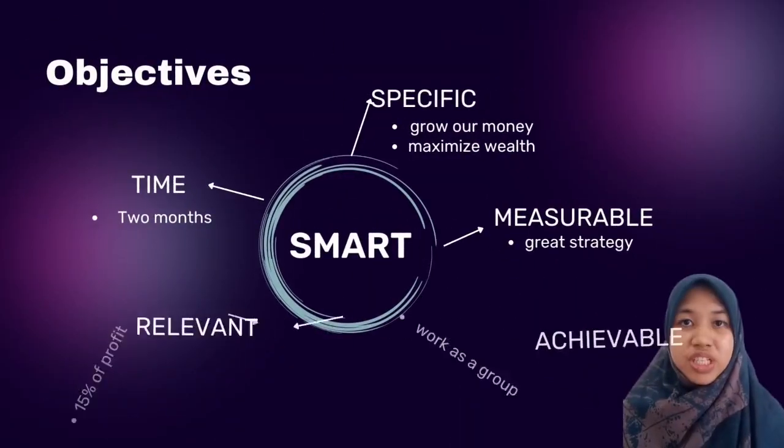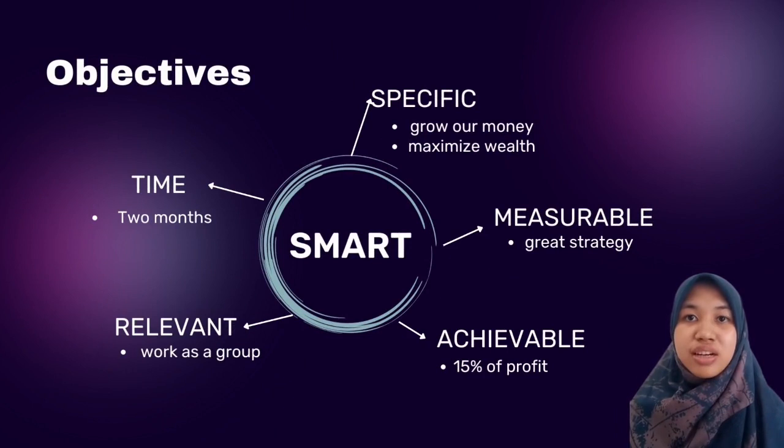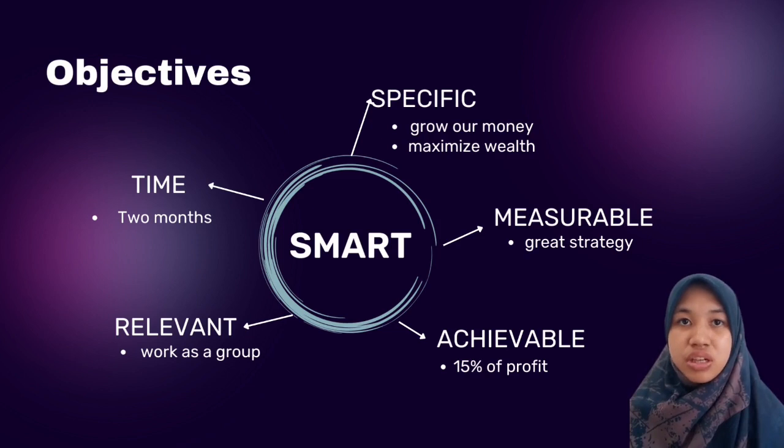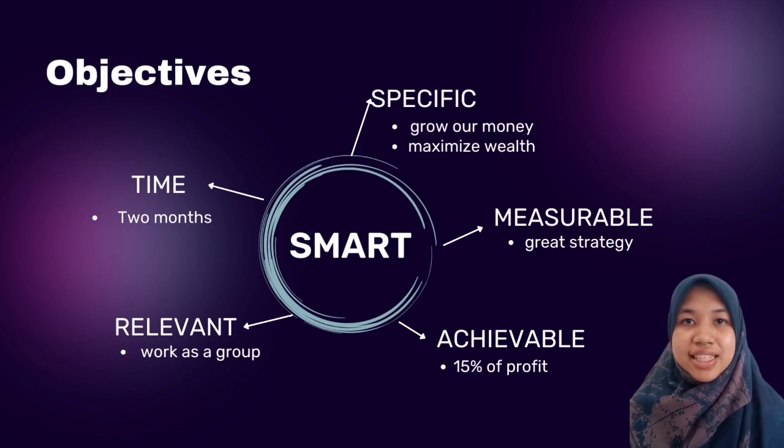I will start our presentation by explaining our objective for the investment game, which consists of 5 elements from SMART goals. First is specific. By participating in this game, we want to grow our money to maximize wealth in the future. Second, measurable, which means we can generate a lot of profit by being a smart investor who organizes investment with a great strategy.